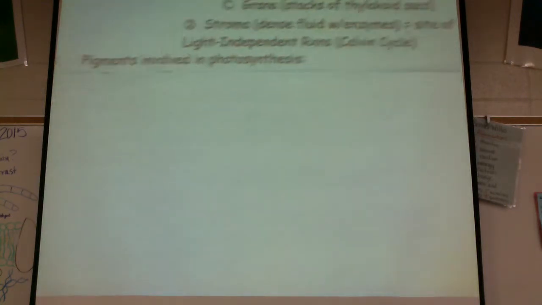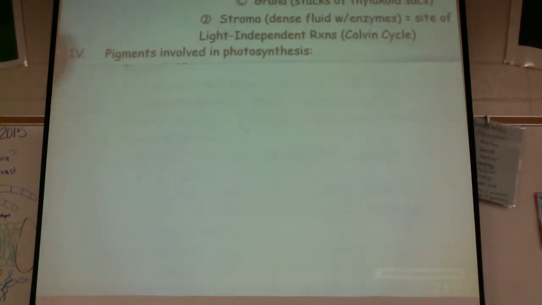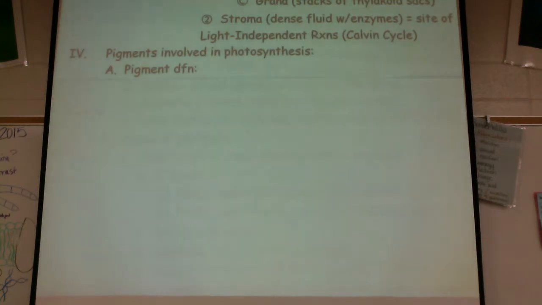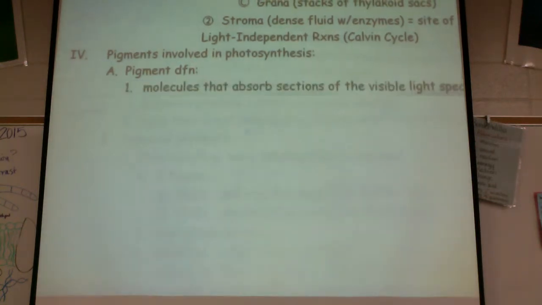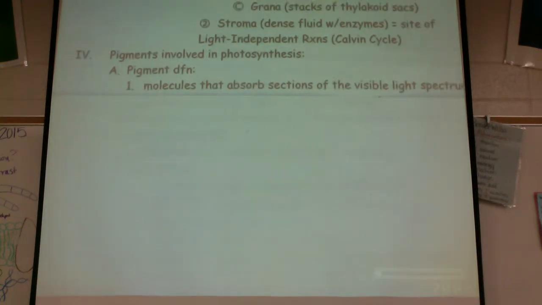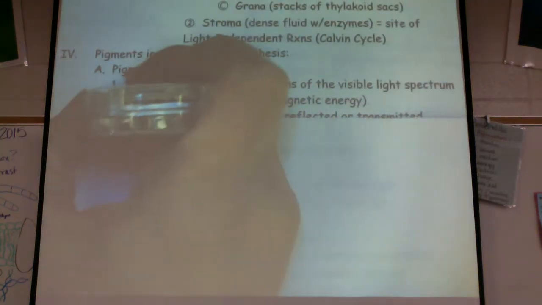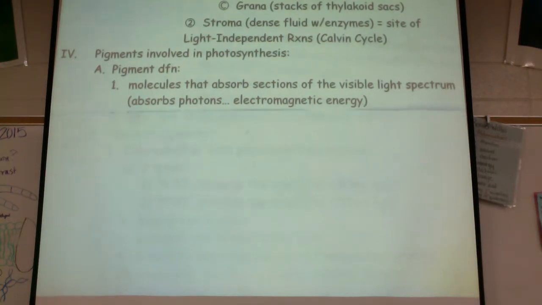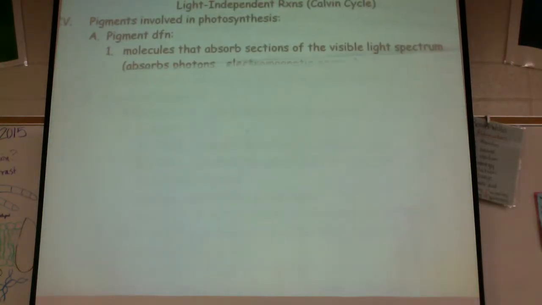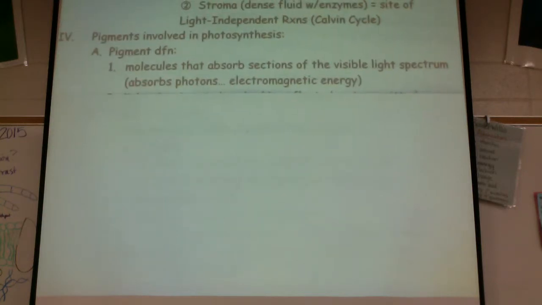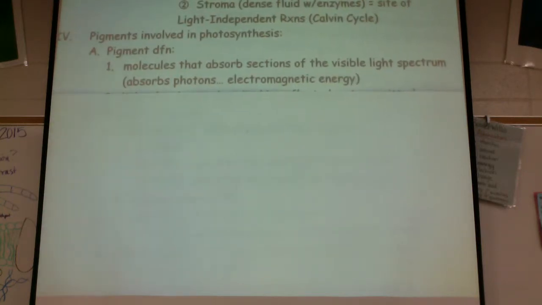So let's talk about those pigments. Let's review those pigments. Pigments, their job is absorption. The basic definition is it's a molecule that absorbs any part of the light spectrum. So it could be a pigment like the carotenoids. They're going to absorb in a different part of the light spectrum than, say, chlorophyll A and chlorophyll B. And in fact, if chlorophyll A and chlorophyll B look green to us, think about it this way: if they look green to us, what colors are they actually going to absorb?